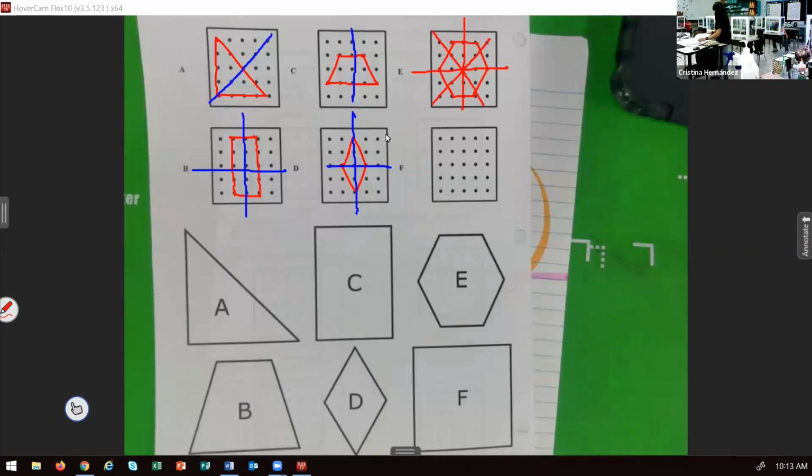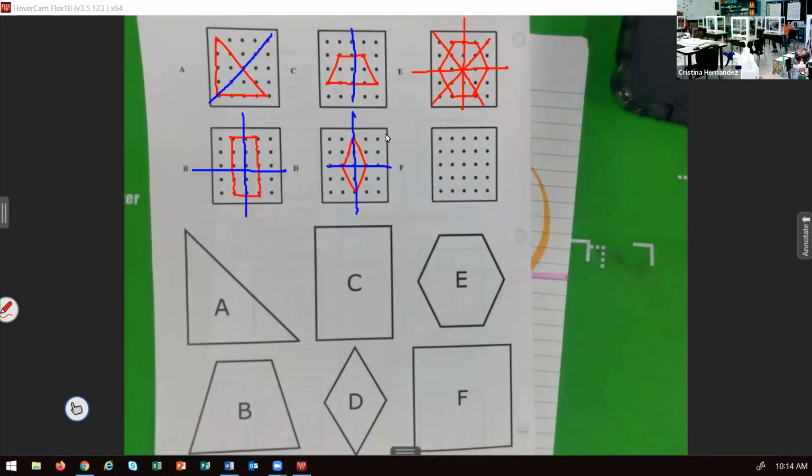The next one is a square. Can we do it as big as we want? I can do that. Oh, it's telling us what letters go with E, that goes with F. Oh, okay, that's why y'all said that. It's giving us the shapes. Or I guess you could have done the bottom.